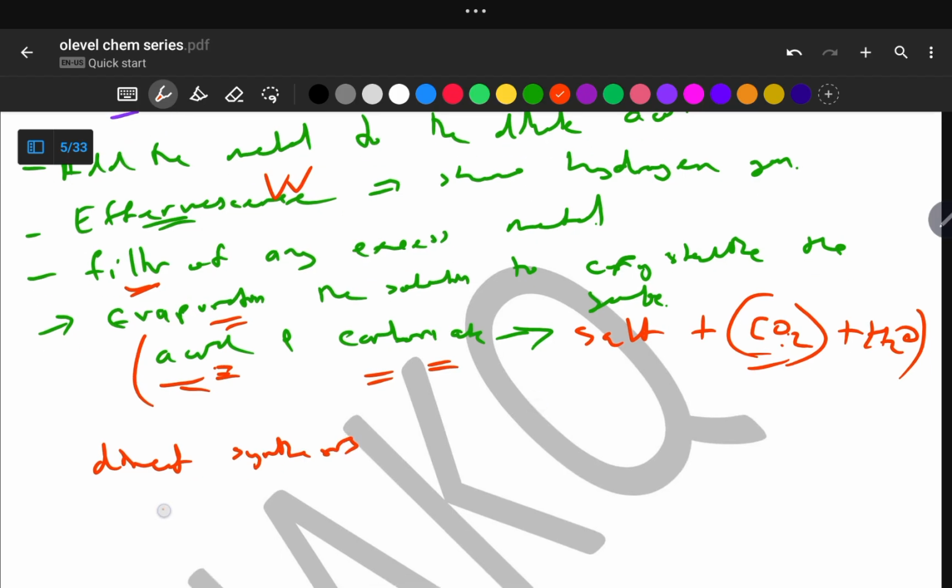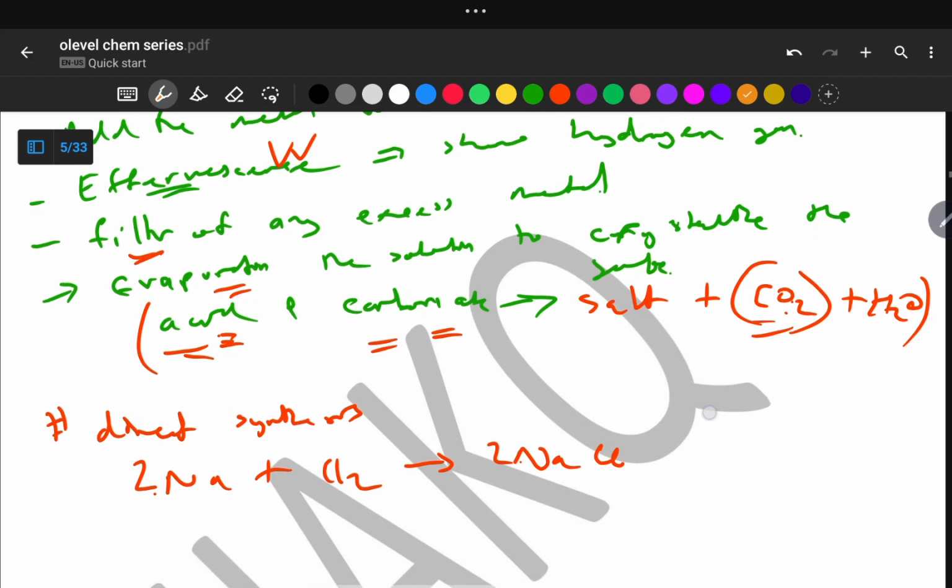So direct synthesis, we're having sodium plus chlorine to simply give sodium chloride, right? So this is the equation. To balance the reaction, we can simply have a 2 here and then a 2 there, right? So this is what you call direct synthesis.